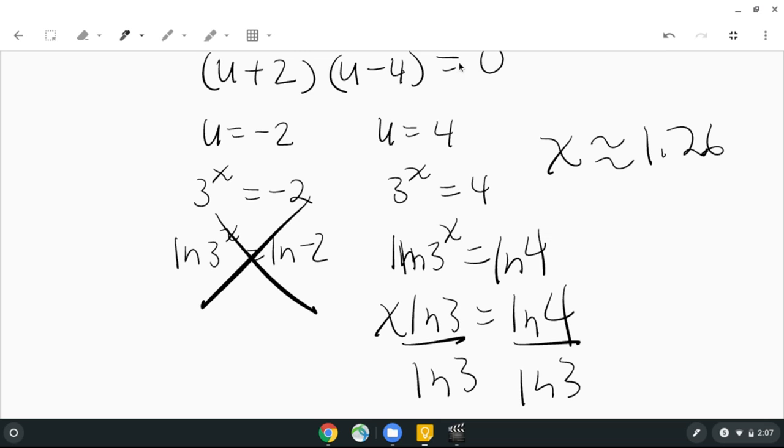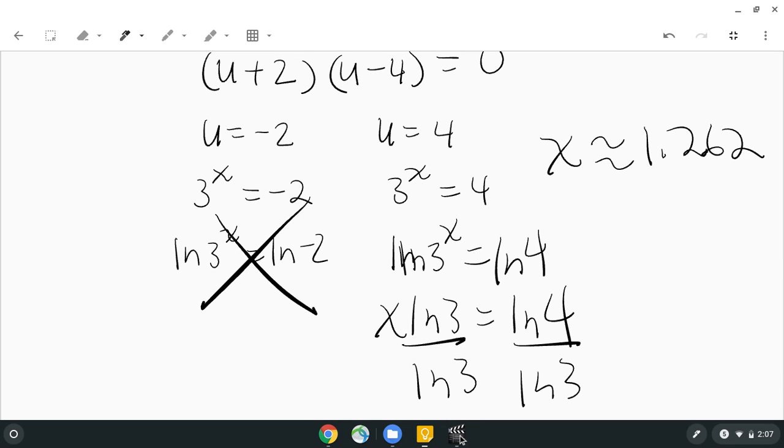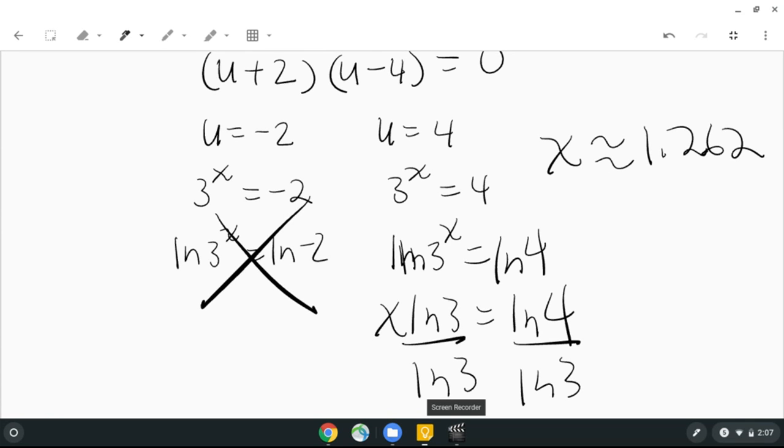And that pretty much ends it for solving exponentials. Look for the next video, which deals with solving logs.